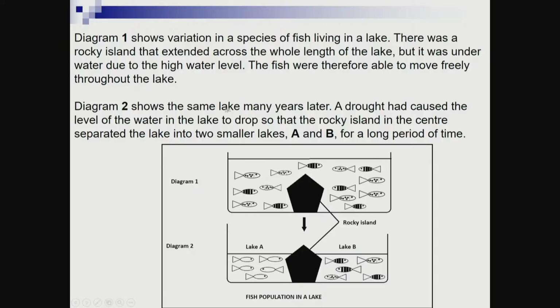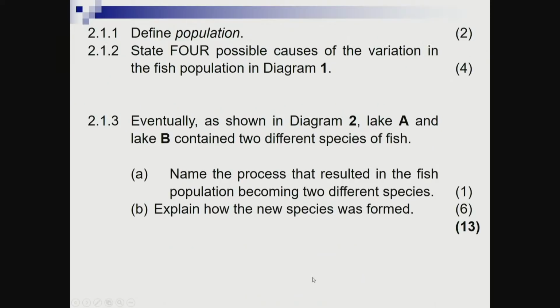Diagram 2 shows the same lake many years later. A drought had caused the level of the water of the lake to drop, so that the rocky island in the center separated the lake into smaller lakes, A and B, for a long period of time. So you can see now what the fish population is, and they asked for the definition of population.